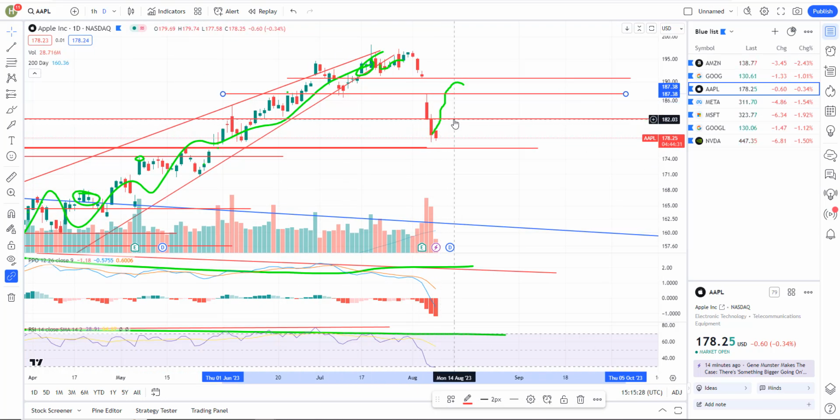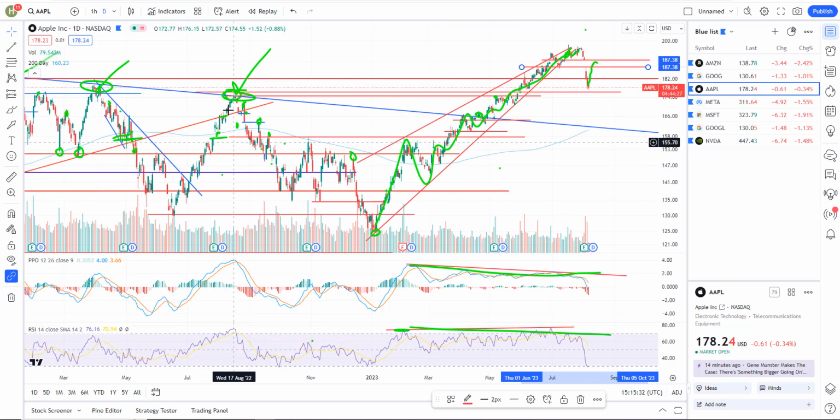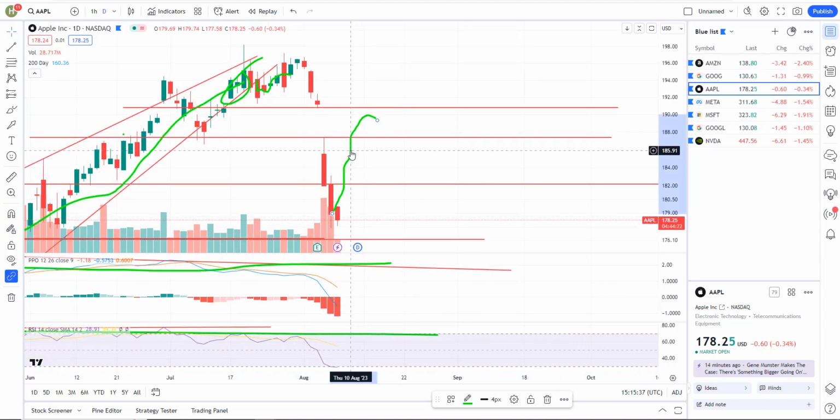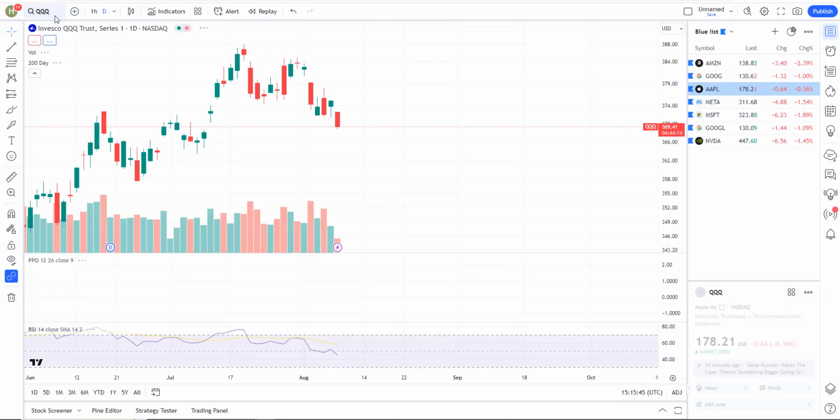And then it looks like there's another level of support, which is now resistance, about 182-ish. That's another former reaction high. So sell the rip in Apple is the name of the game. And if Apple is sell the rip, then triple Qs is likely sell the rip as well. So we'll flip over to that.